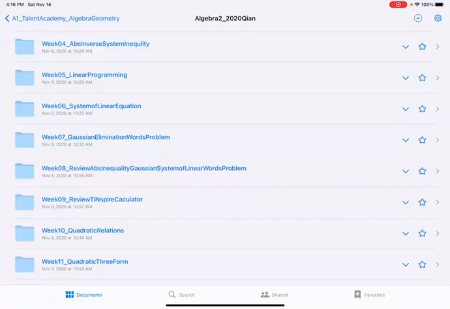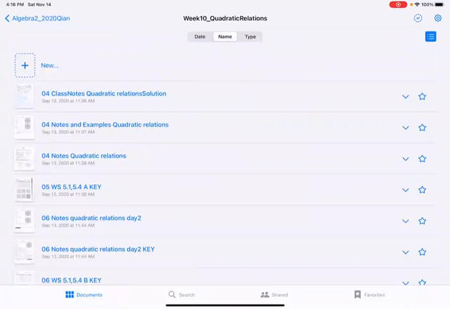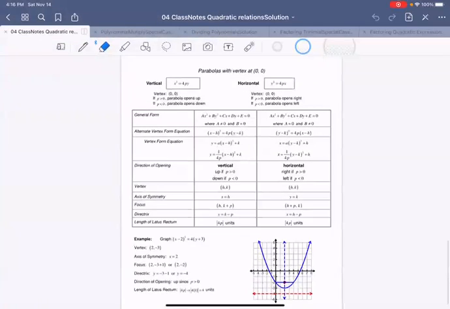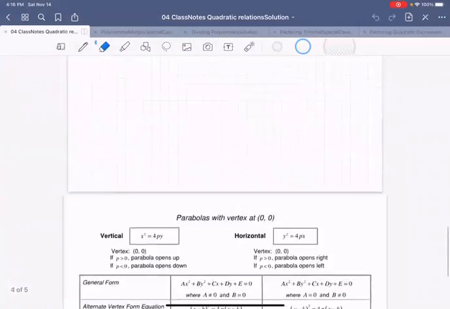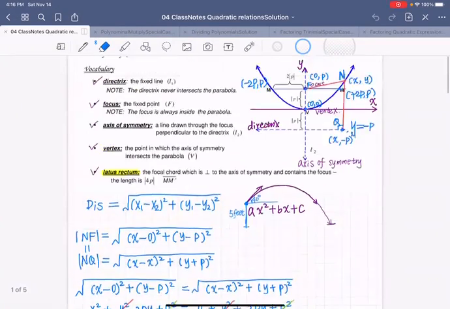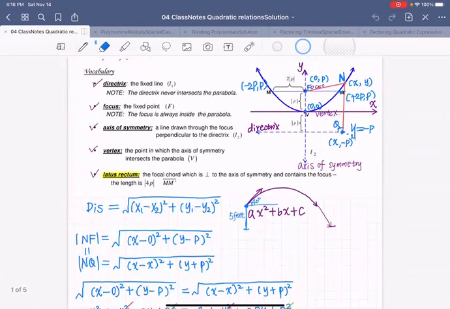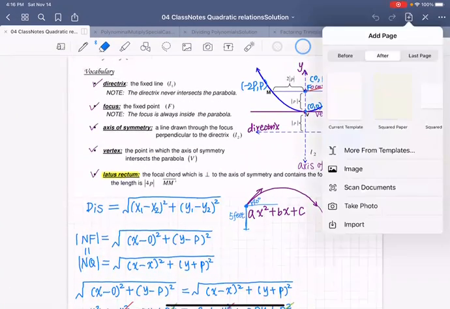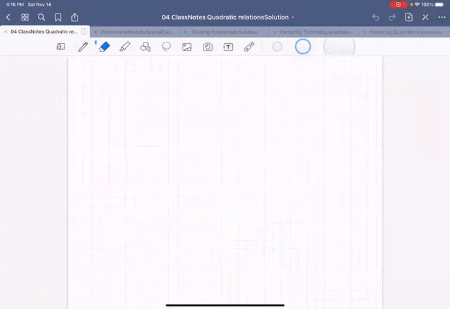Yeah, let's start to learn these new topics. Quadratic relations. In Algebra 1, we learned the parabolas. Let's see here. So in Algebra 1, the parabolas we learn is something like this.